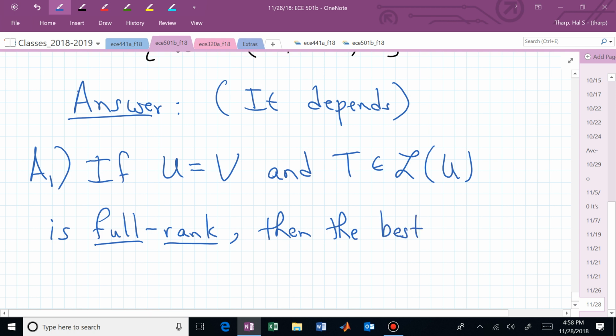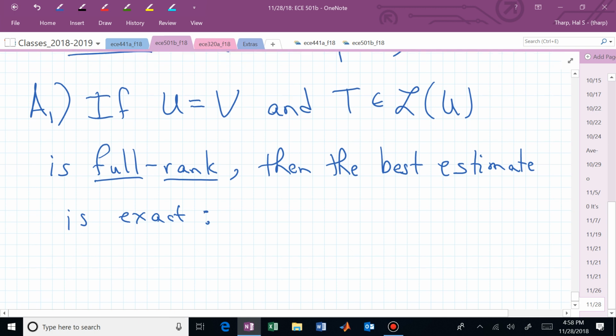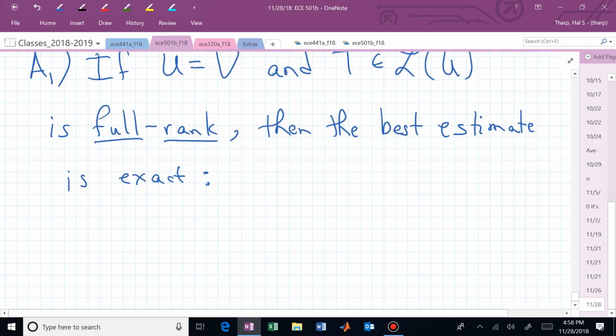Under those conditions, the best estimate of W is in fact exact, meaning W hat, we can simply invert that operator T and apply that to M.